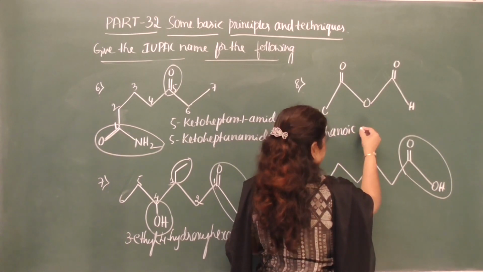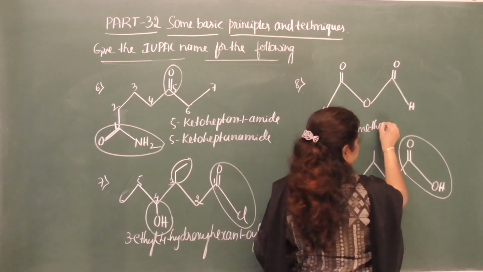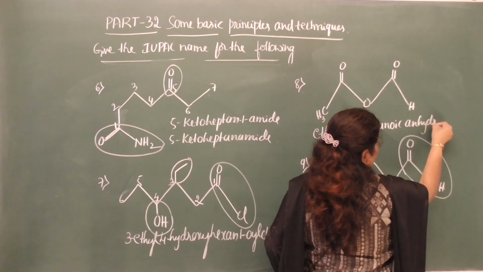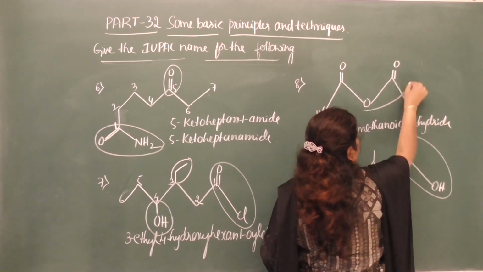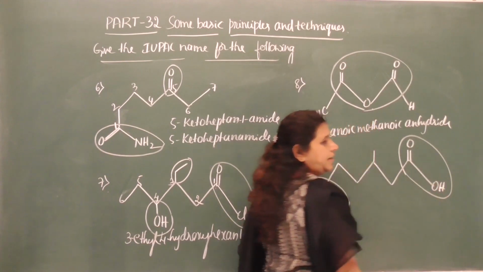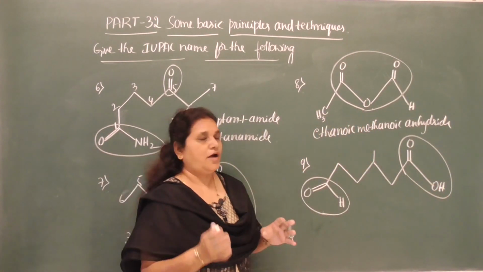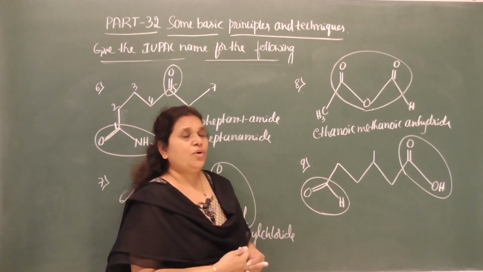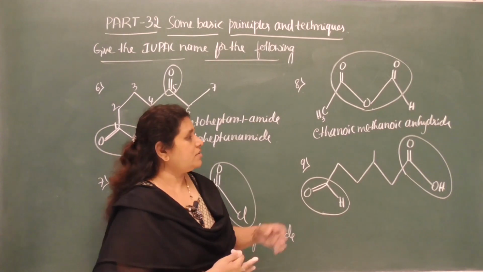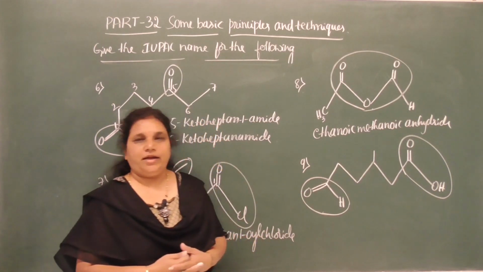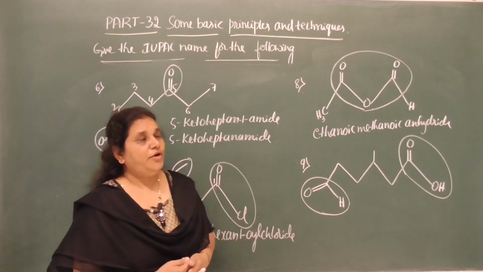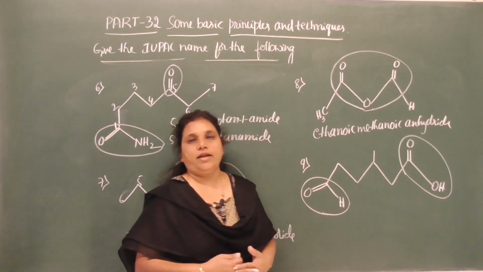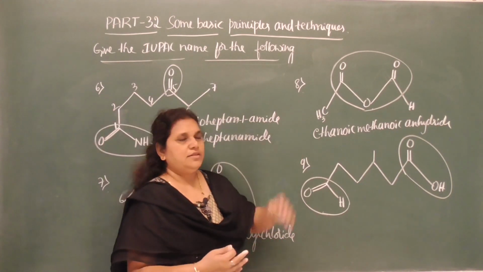Ethanoic methanoic anhydride. This group is called the anhydride group. In the case of anhydrides, you won't get a locant for the functional group because it ends with oic anhydride. There will be no position for that. You may get a substituent there. So it is ethanoic methanoic anhydride. That is the IUPAC name of this compound.